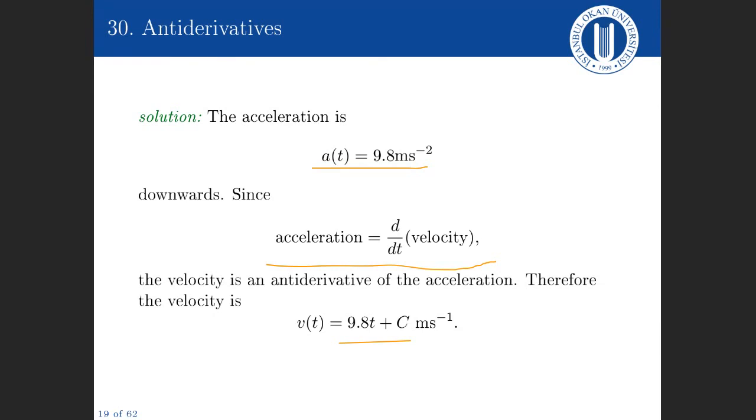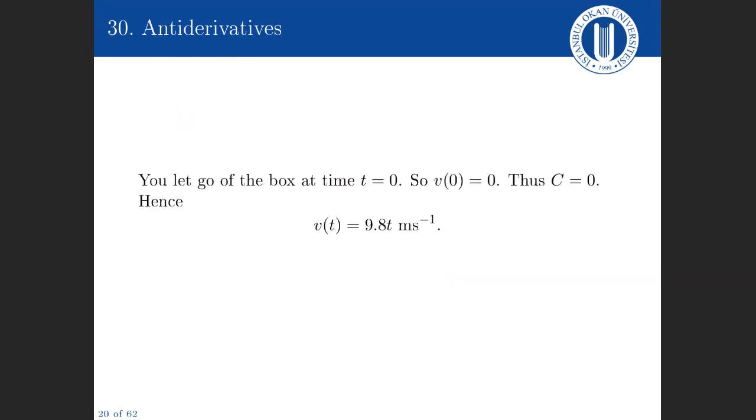What is this constant c going to be? Remember that in the question we're told you let go of the box at time zero. When you let go of the box at time zero, the velocity will be zero. From this, we can deduce that the constant must be zero. So the velocity of the box is going to be 9.8t meters per second.